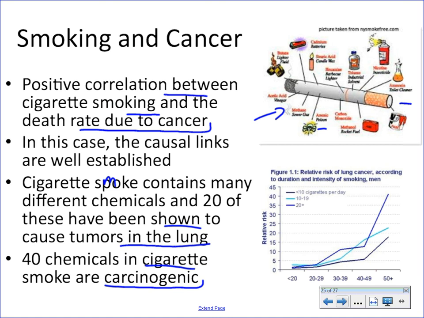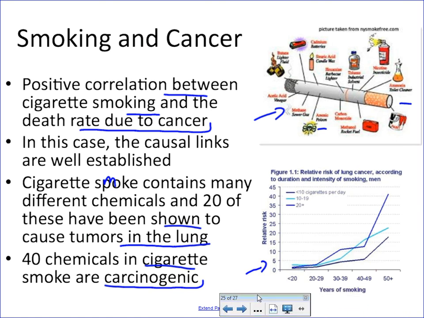And then the graph at the bottom of the slide shows the number of years smoking and the relative risk of developing cancer. The takeaway from this is the longer you smoke, the higher your risk of developing lung cancer. Especially if you smoke 20 plus cigarettes a day for about 20 to 30 years, your chances of developing lung cancer are significant.